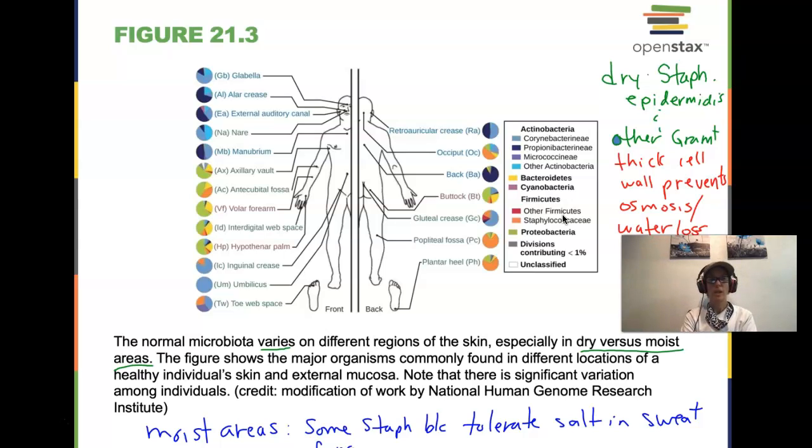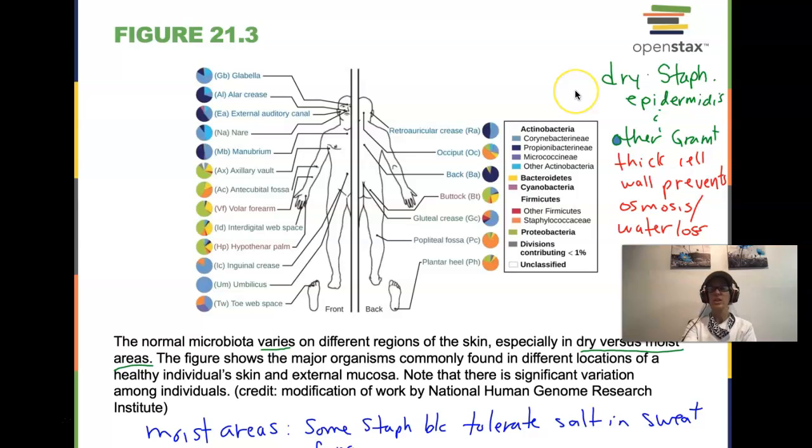You do not have to memorize all of these areas and the types of bacteria that are in them. It is just showing that depending on where we're at on the skin, there are different species of bacteria that prefer those areas. And what I have put up here is that the skin is very dry, and so the microbes have to be able to tolerate water loss or lack of water. Gram-positives can do that better than gram-negatives because of their thick cell wall.